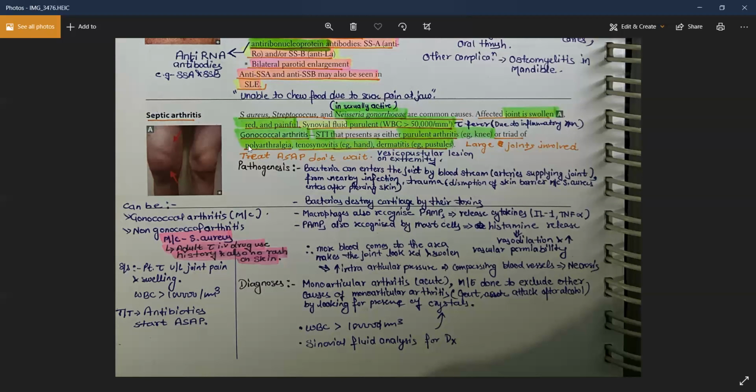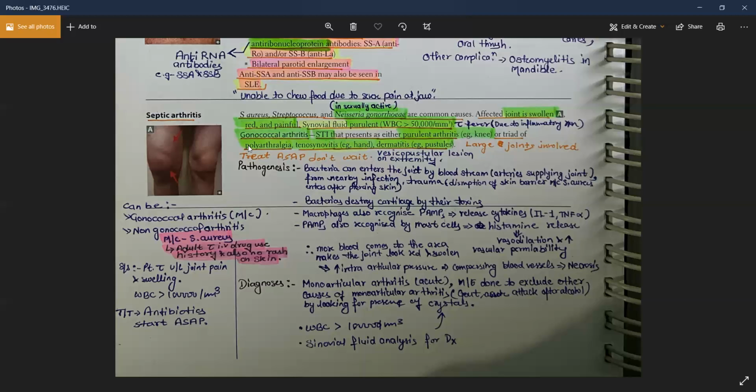So if Step 1 asks what would be the sensitive test you can do, it would be the ESR, because in both gout as well as septic arthritis you will have inflammation, that means a high ESR. If Step 1 asks what would be the next best step in management, it would be to give the patient antibiotics first. If they ask what would be the specific test, it would be the synovial fluid analysis. You will check for the crystals, you will check for the bacteria, and accordingly we give the diagnosis. So that would be everything about septic arthritis.